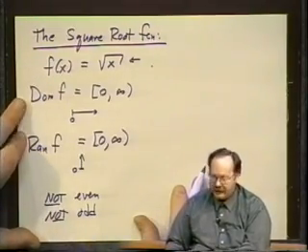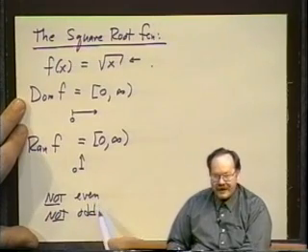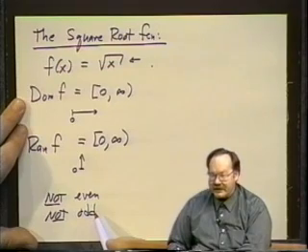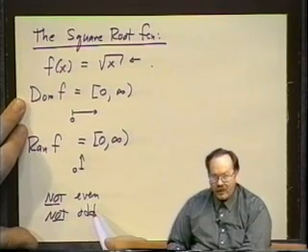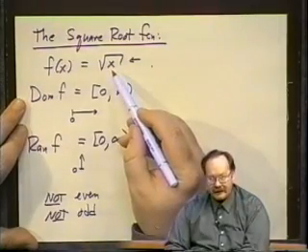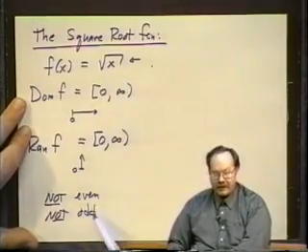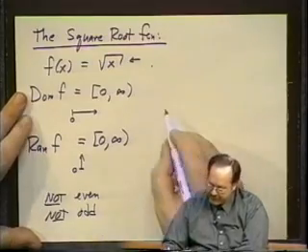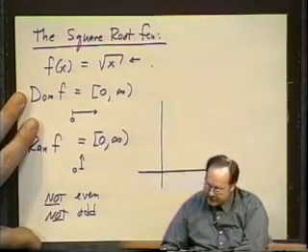Very easy to check, mostly because you can't even do the test. The test requires that you look at f of minus x and f of x. Well, one of those two numbers, x or minus x, will be negative, and the square root is not defined for a negative number. So that means that you can't even apply the test. The actual sketch of this looks like the following.